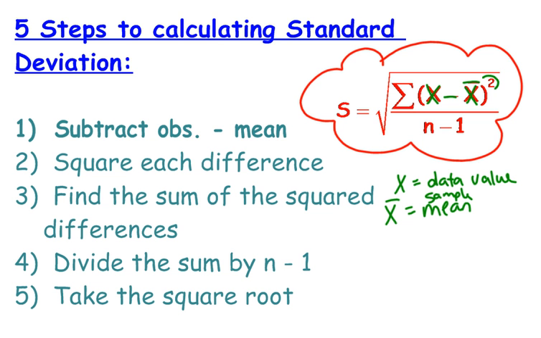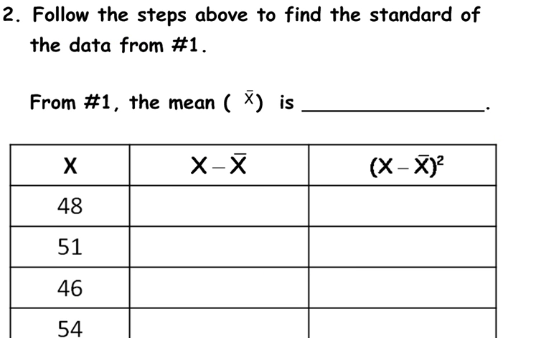And then, here's the squared, and then you add them all up. Then you divide by n minus 1, where n is your total number of data values. And then you take the square root of it. So that's what I just did with the dogs. We're going to actually apply that to our own problem now, so we can do one standard deviation by hand. It says follow the steps above to find the standard deviation of the data from number 1. For number 1, we already did the mean, didn't we? We got 59.53. So from number 1, the mean, x bar, is 59.53.